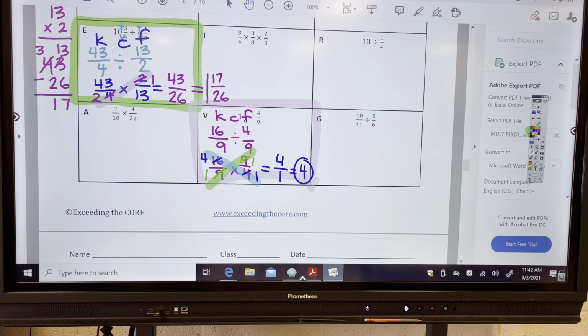Alright, keep, change, flip. So write your letters on the top. Keep, change, flip. Change starts with C. Plus 7 is... Yep, 16. 16 on the top, 9 on the bottom. Now, change this to multiplication. Flip this one. Look at you go! Did you get that before me?